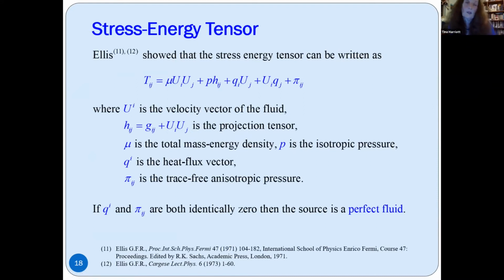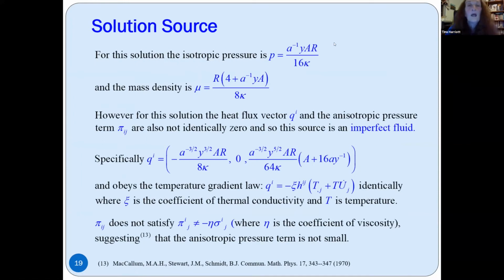Again, following Ellis, one can now look for the source term. The stress energy tensor shown here, mu is the usual mass energy density, p the isotropic pressure, q the heat flux vector, and pi ij the anisotropic pressure. Of course, when these last three terms are zero, if q and pi are zero, then we recover a perfect fluid source. For this solution, the isotropic pressure and the mass density are shown here. They're both non-constant. But for this solution, we also have non-zero heat flux and anisotropic pressure.